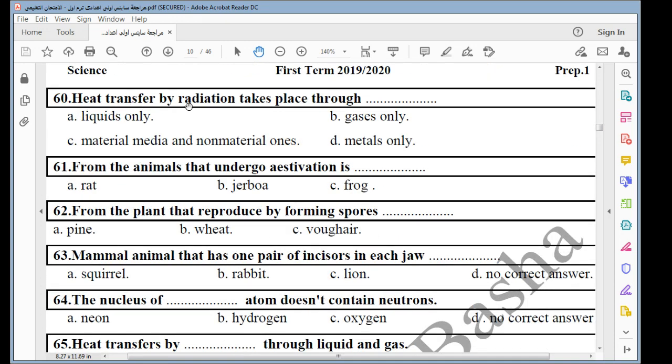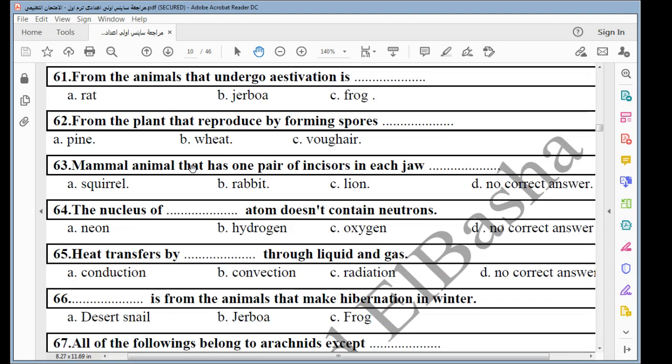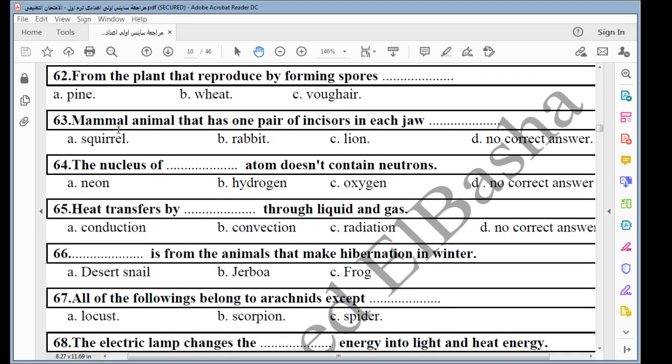60. Heat transfer by radiation takes place through material media and non-material ones. 61. From the animals that undergo aestivation is the gerbil. 62. From the plants that reproduce by forming spores, the fungi.